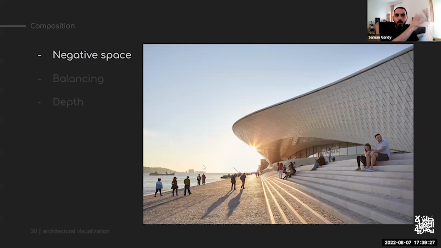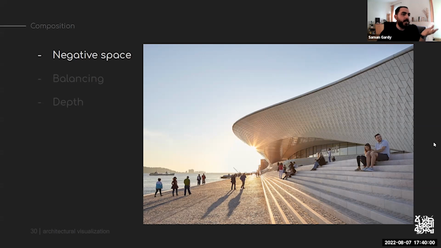To finish all of these talks, I would give you some other techniques to have a perfect image. And let's start with the negative space, because it's really important. What's negative space? It's a space where you let the viewer or the audience have a rest for their eyes.